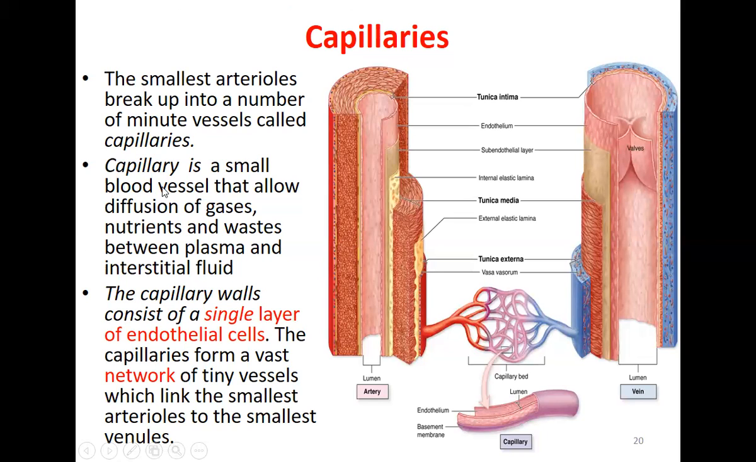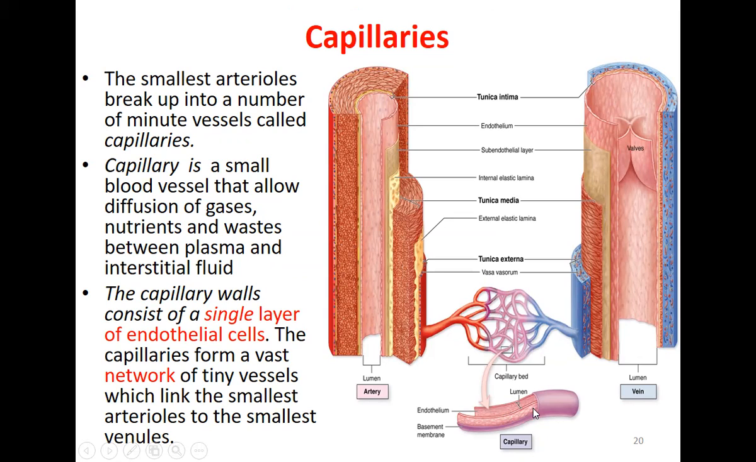Capillaries are small blood vessels that allow diffusion of gases. This is the place where there is diffusion of gases and nutrition. From here, the blood vessels will give oxygen to the cells and remove the carbon dioxide, supply the nutrition and remove all the waste material. Diffusion means exchange of gases, nutrition and waste between the plasma and the interstitial fluid, between the cells and the blood. The capillary walls consist of a single layer of endothelial cells.